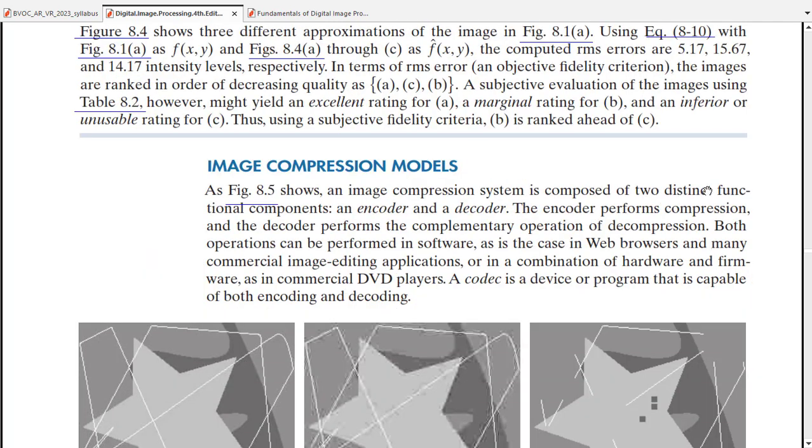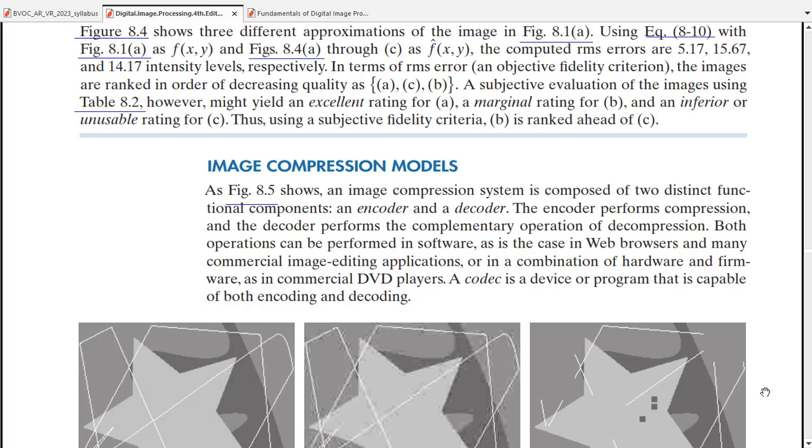So many image compression models are there. An image compression system is composed of two distinct functional components, an encoder and a decoder. The encoder performs the compression. The decoder performs the complementary operation of decompression. Both operations can be performed in software.